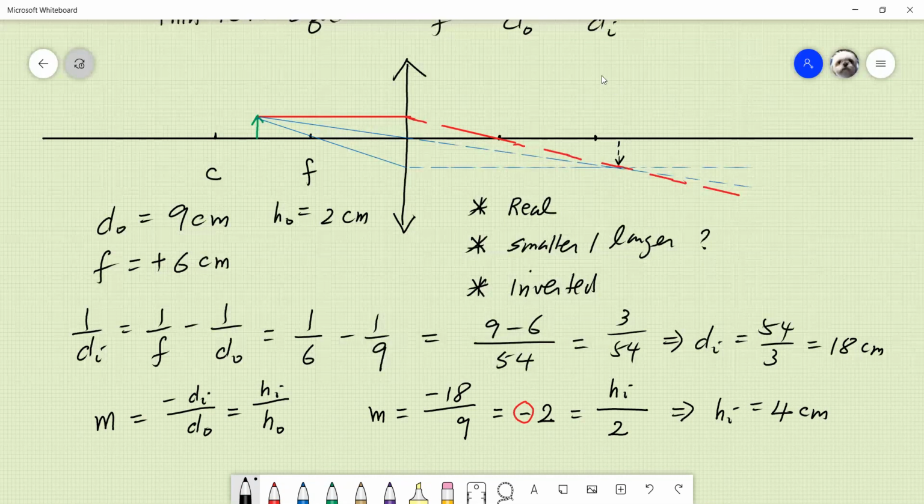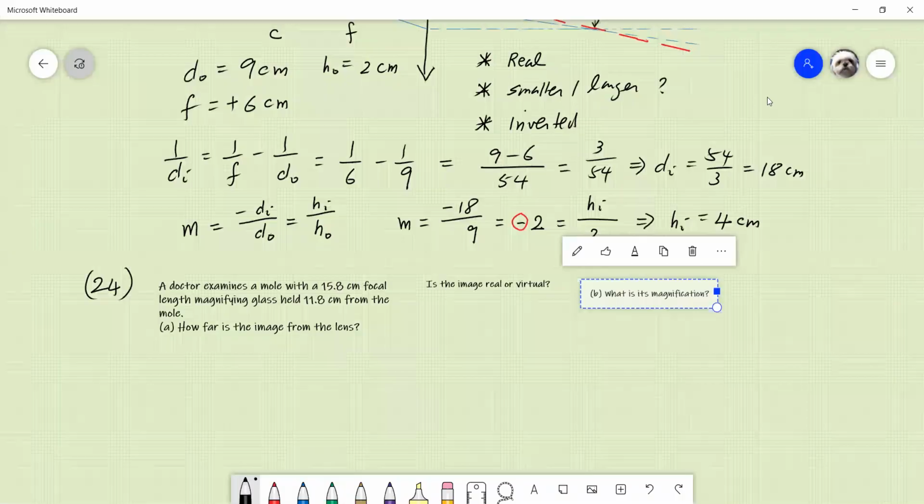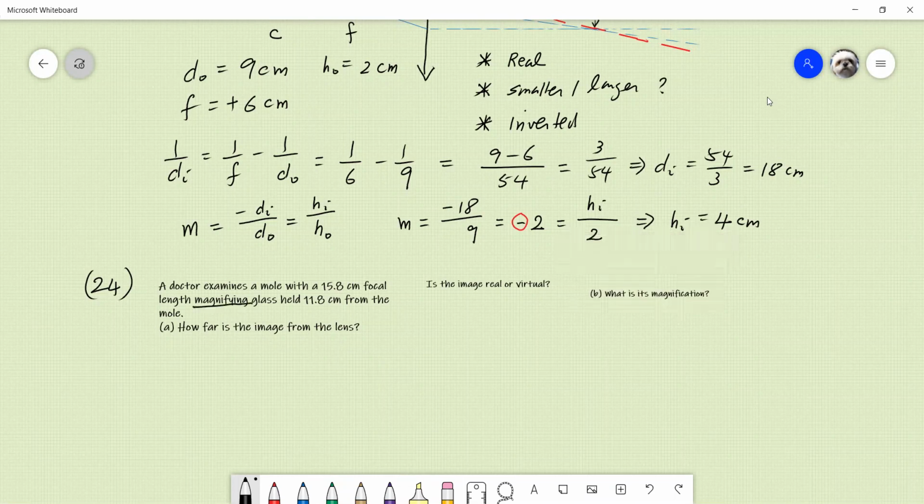Okay. Now one thing I know about the magnifying glass: what is a magnifying glass? A magnifying glass is a convex lens, the convergent lens, just like the example I gave before.